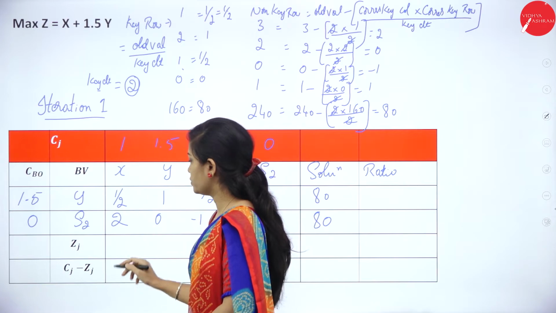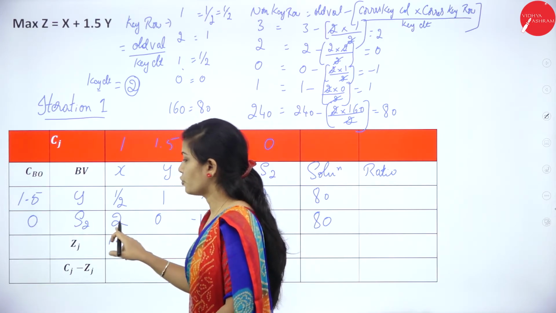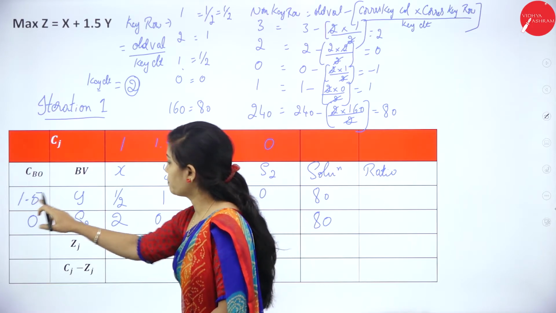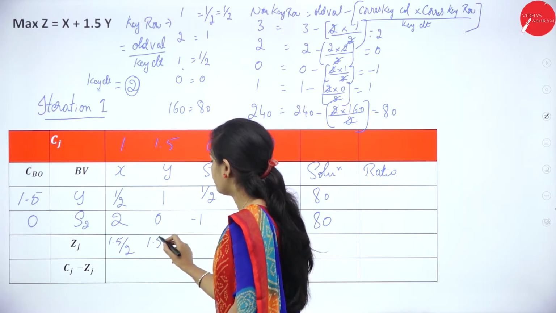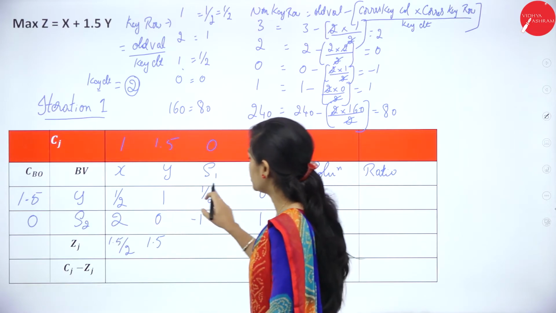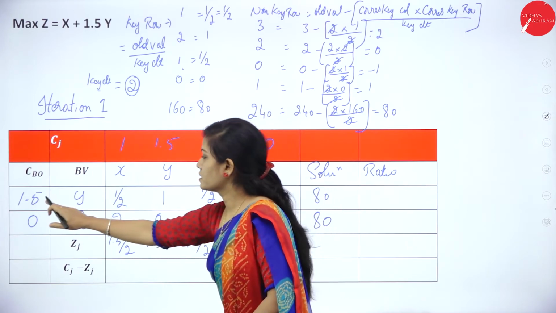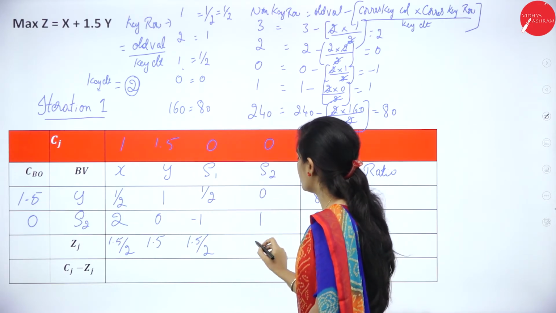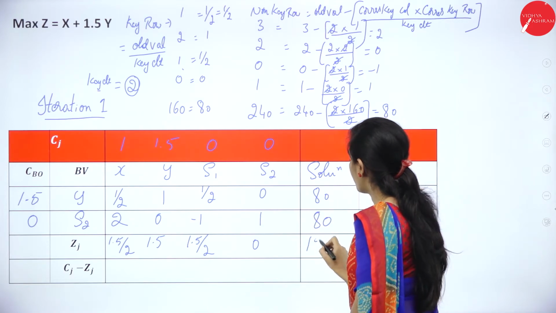1.5 into 1 by 2. It is 1.5 by 2 plus 0 into 2 is 0. And 1.5 into 1 plus 0 into 0. So it is 1.5. And 1.5 into 1 by 2, it is 1.5 by 2 plus 0. And 1.5 into 0 is 0. 1.5 into 8 is 120.